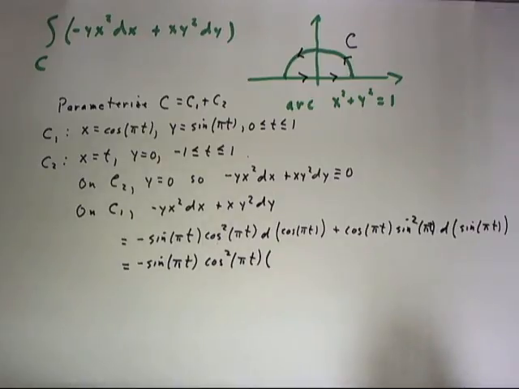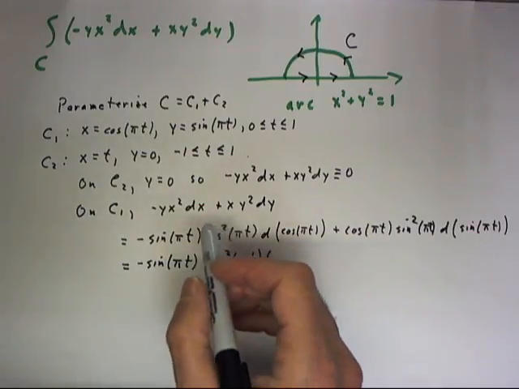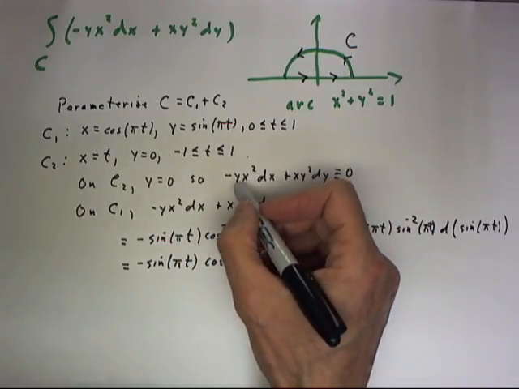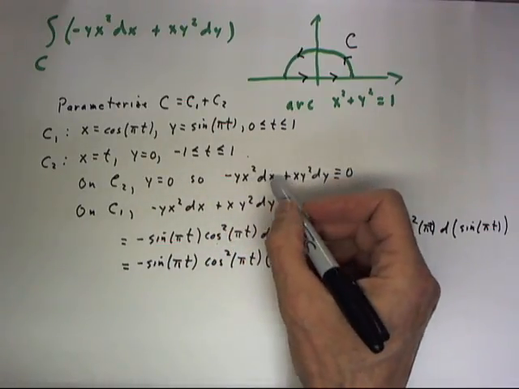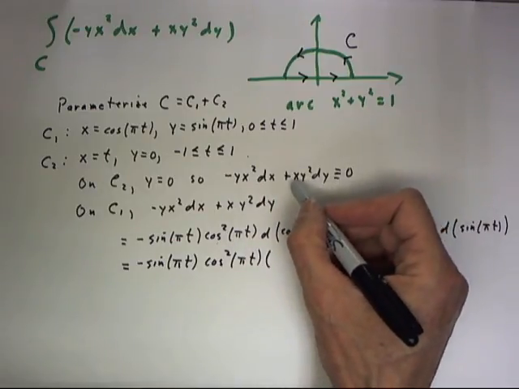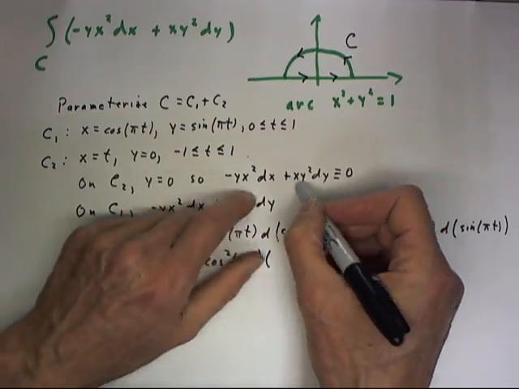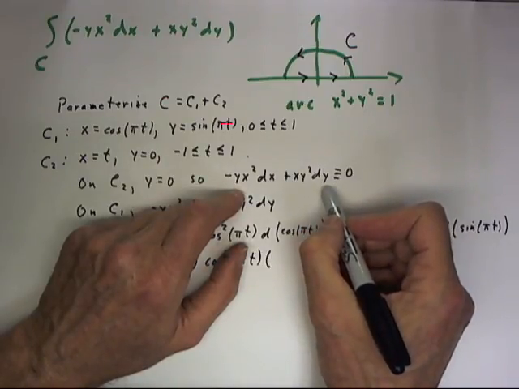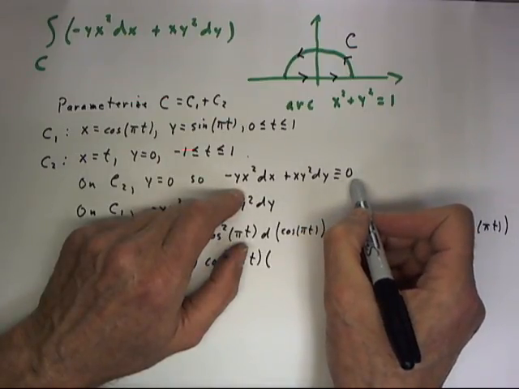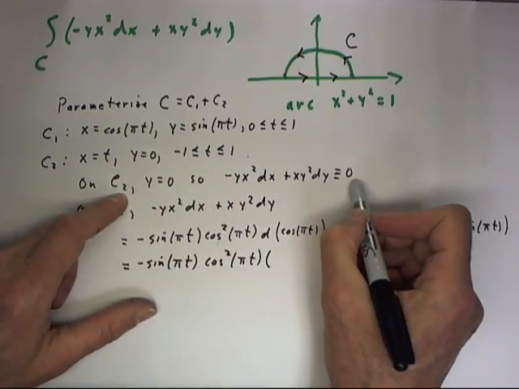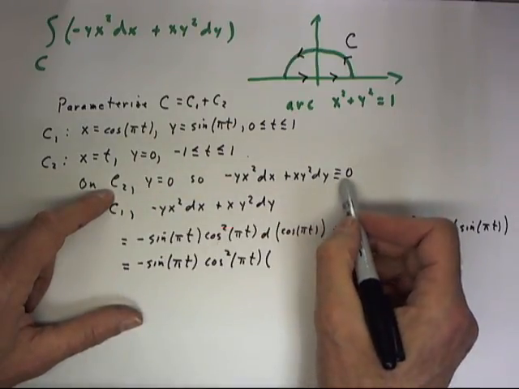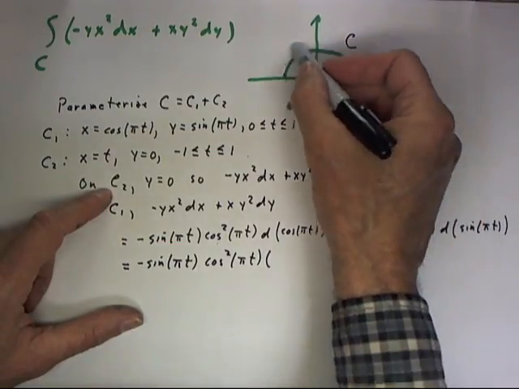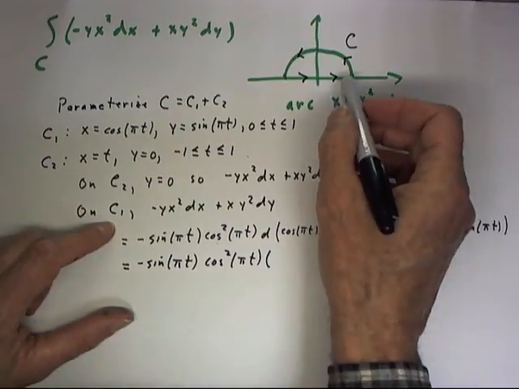Now, we observe that on the C2 part of the curve, y equals 0, so that negative y x squared is going to equal 0, and x y squared is going to equal 0. So this entire integrand is going to be identically 0, meaning that the integral over C2 will be 0. So we don't have to bother integrating over C2. It doesn't contribute anything to the integral around the boundary.